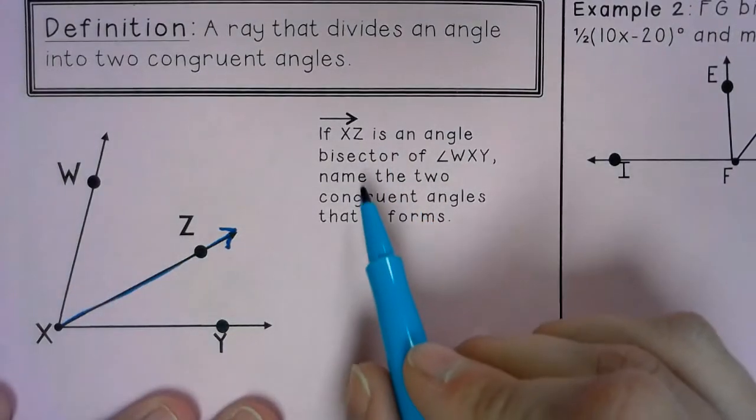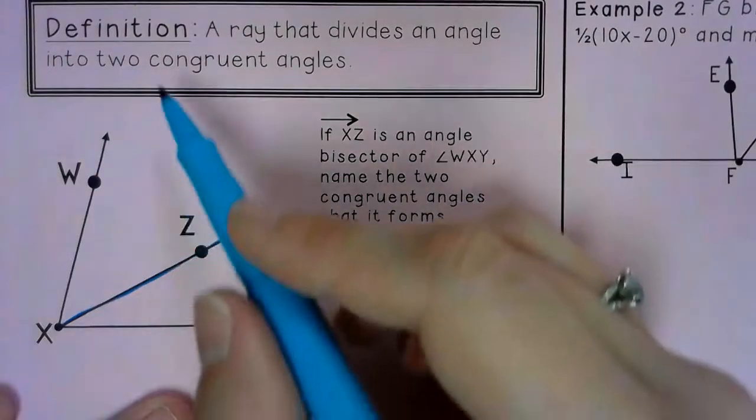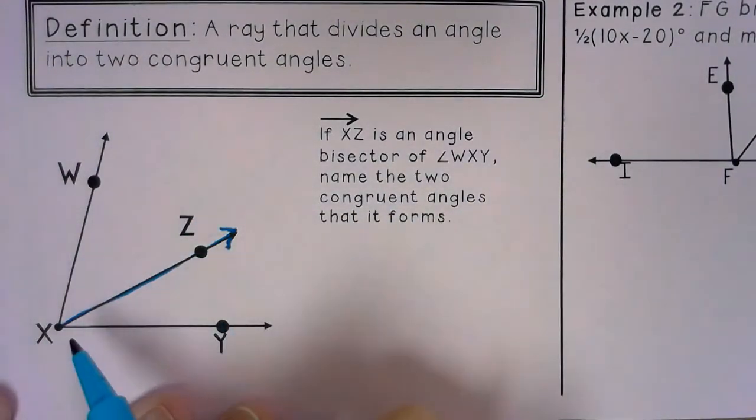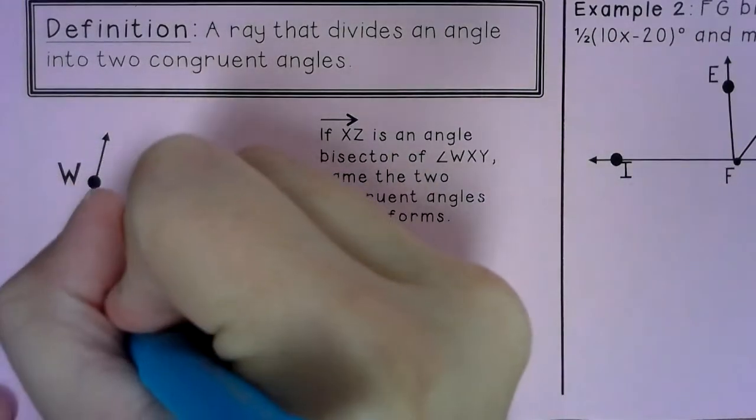So here's what it says. If XZ is an angle bisector of the whole angle, name the 2 congruent angles that it forms. So if this ray is cutting it into 2 congruent angles, that means these are my congruent angles.